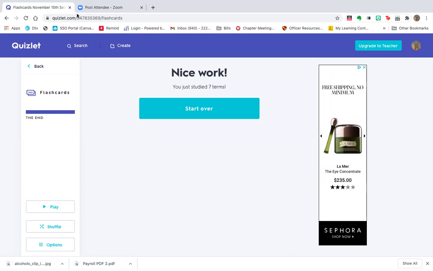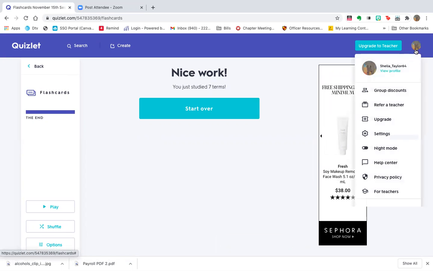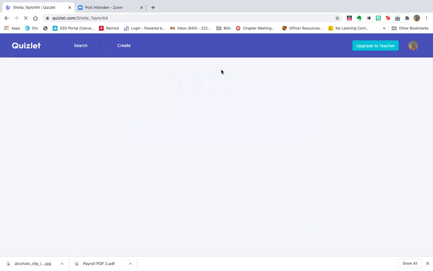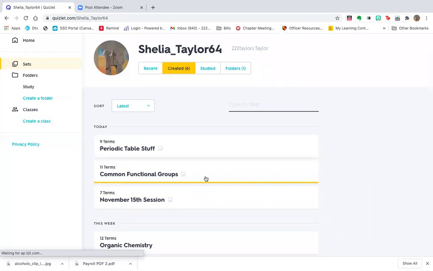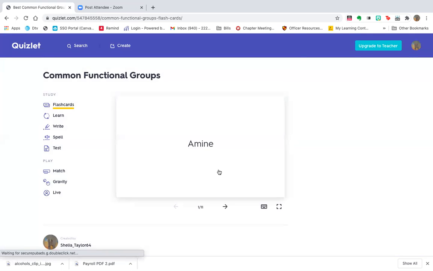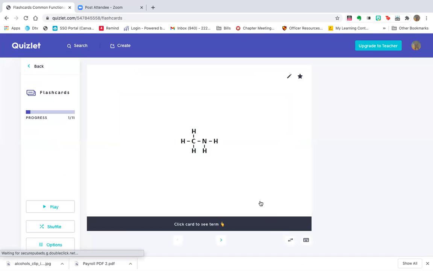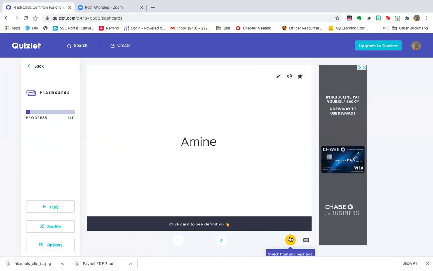And that's all we had for the first Quizlet. So we'll go back. Common functional groups. So this is going to be what's on the quiz this week. It's the really important one for the quiz. And then we need to flip it and then shuffle. And this, oh no, we actually need it the other way.